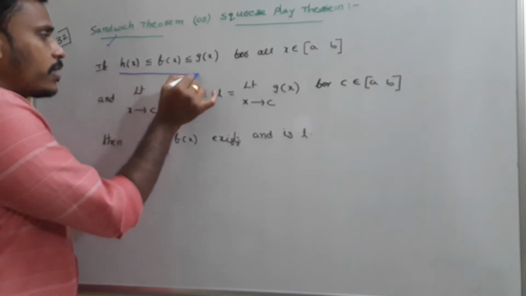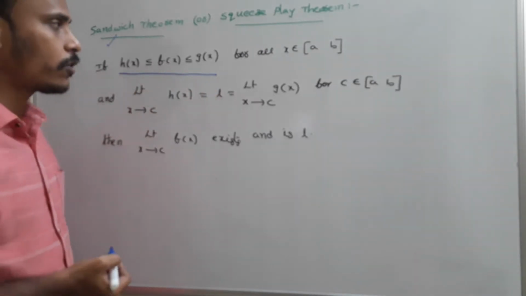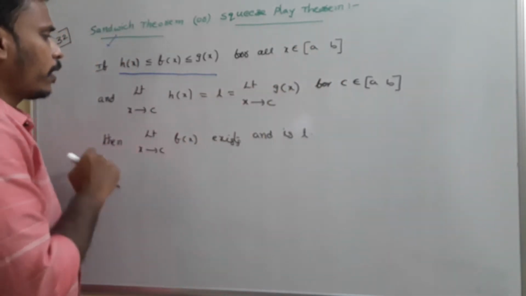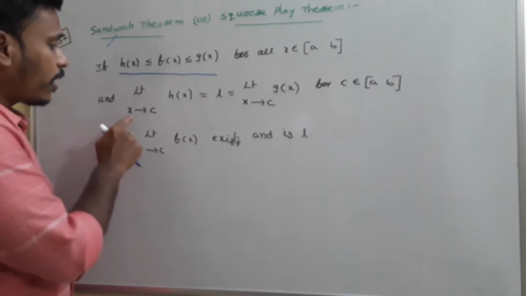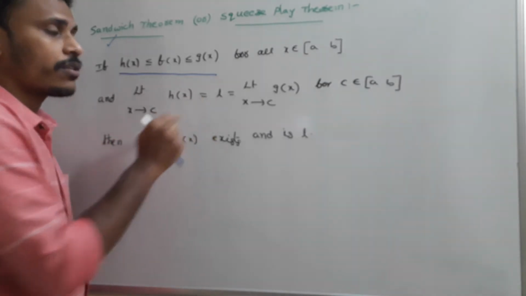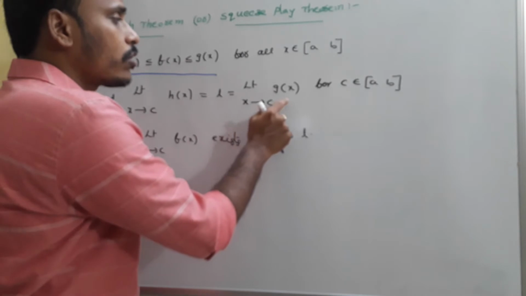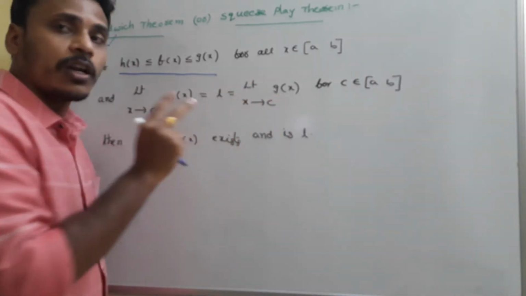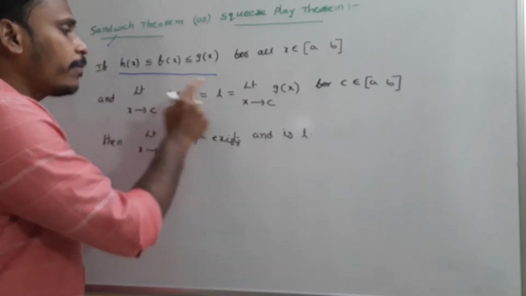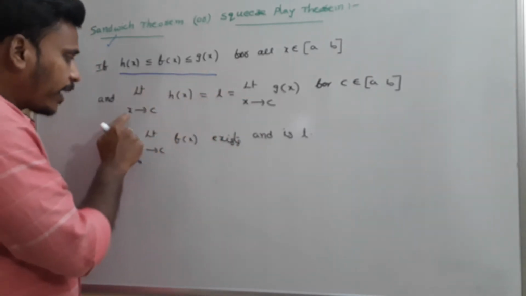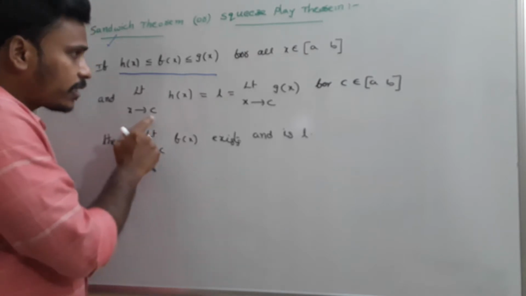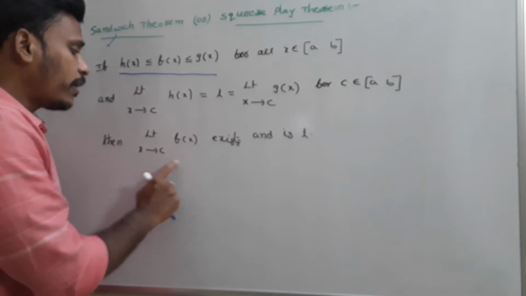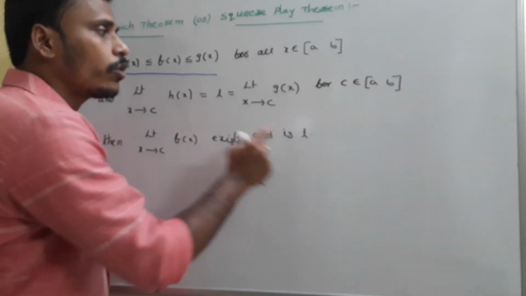h(x) ≤ f(x) ≤ g(x) for all x belonging to (a, b). And as well they mentioned that the limit as x tends to c of h(x) is L, and the limit as x tends to c of g(x) is L. So h(x) and g(x) are two functions. Their limit value is L at x equals c, and that c is in between a and b. Then in that case, the limit as x tends to c of f(x) is also L.